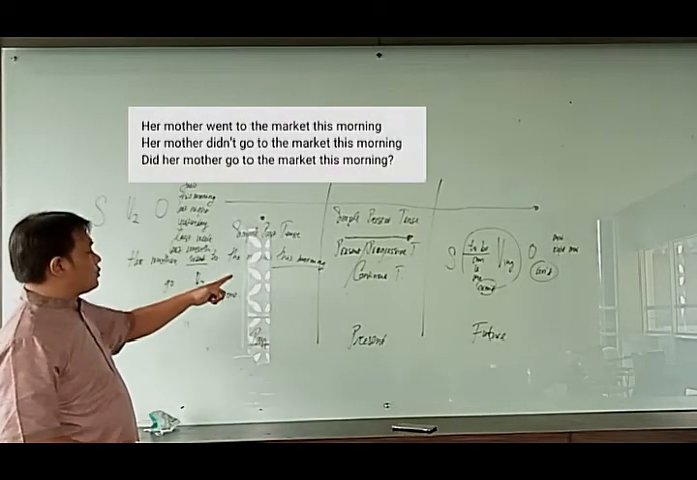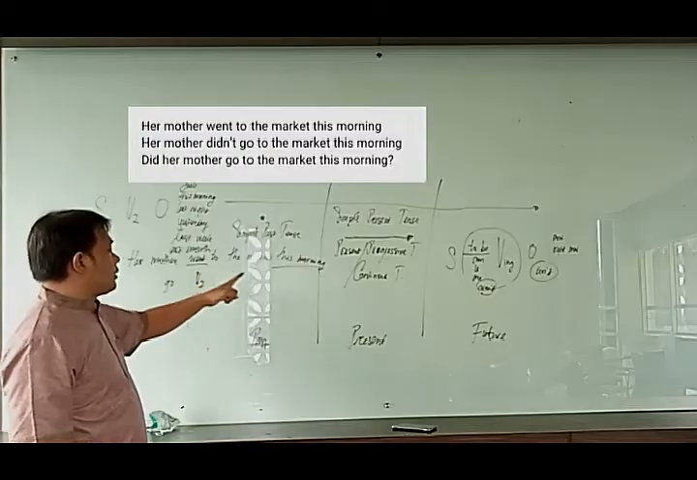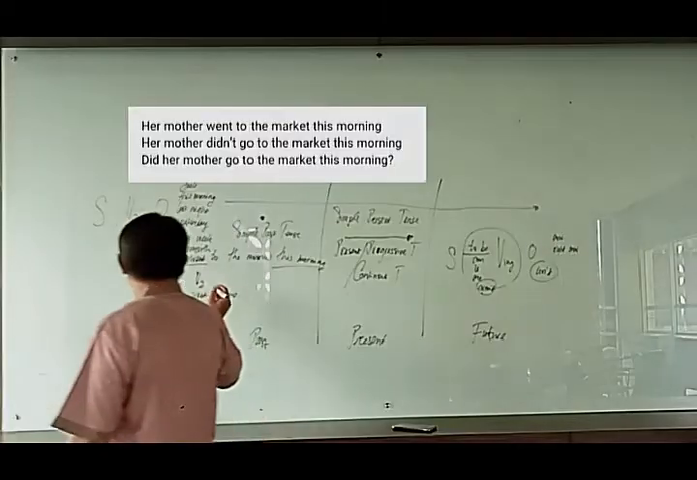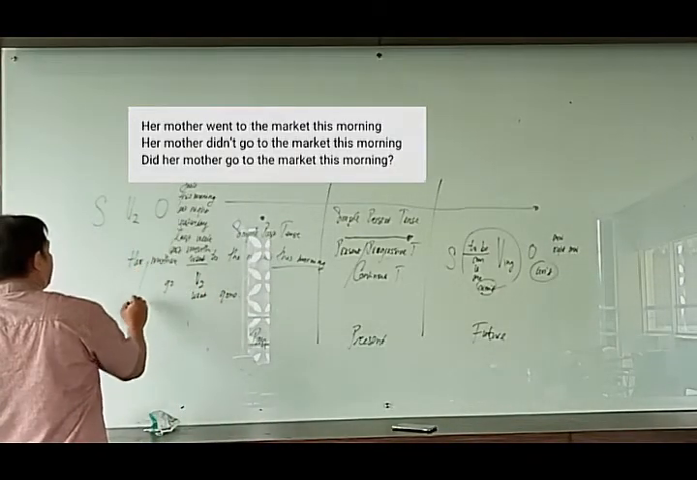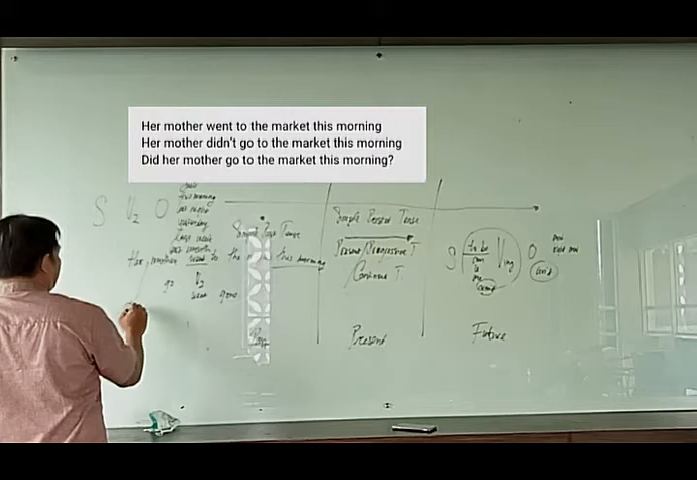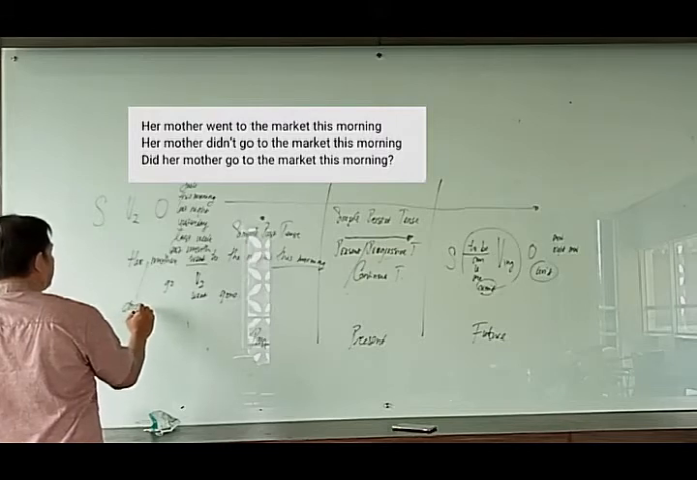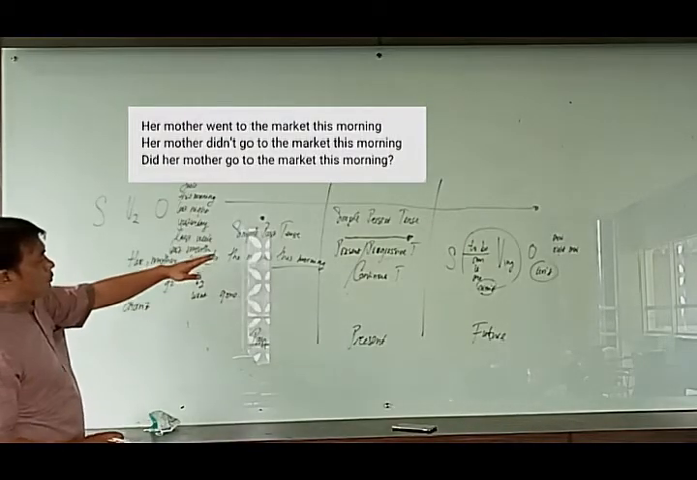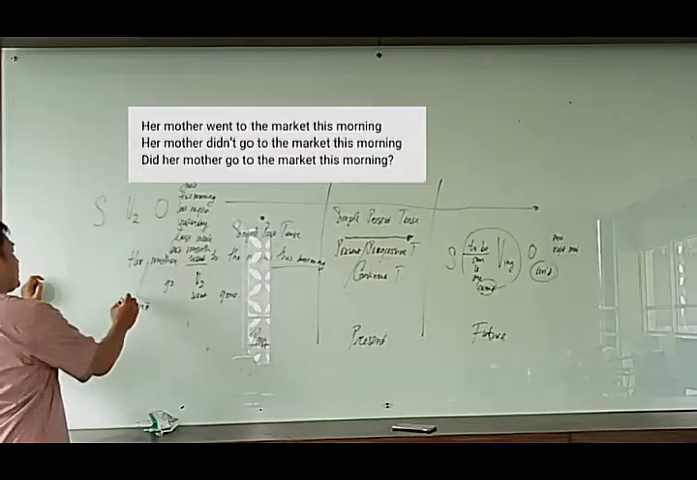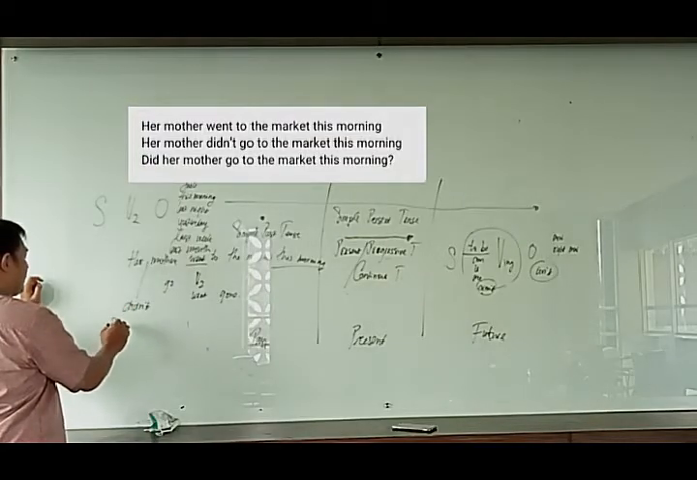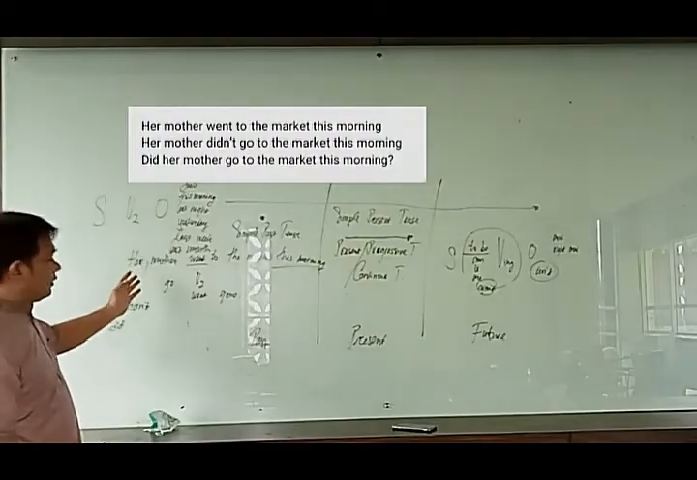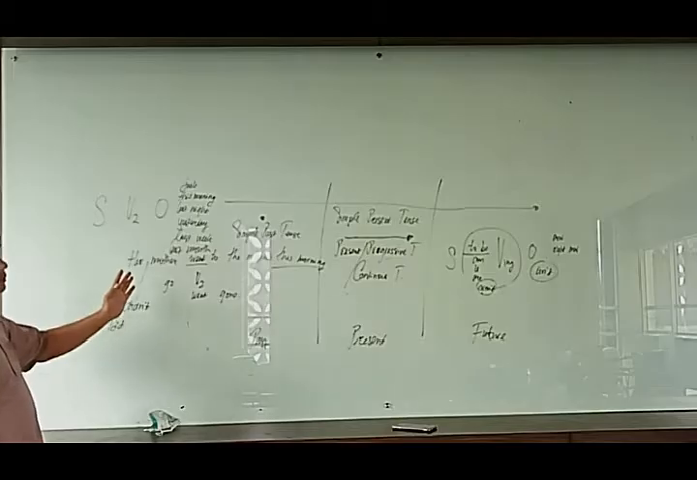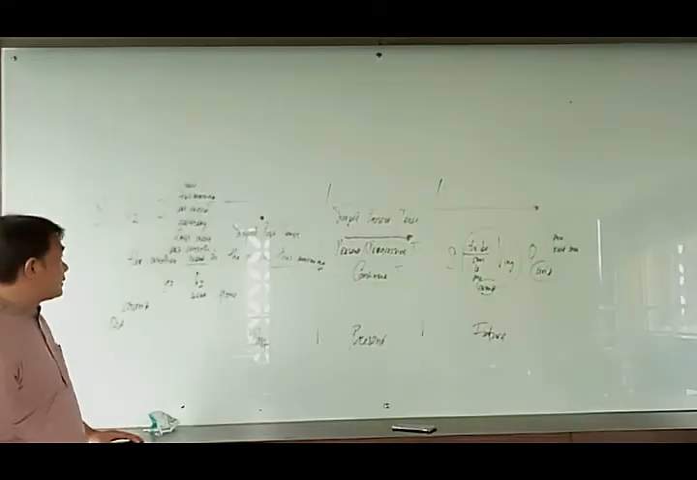Her mother went to the market this morning. And then we use did here. Did not or didn't for the negative form of the simple past tense, and did is put at the beginning for the interrogative form of the simple past tense.